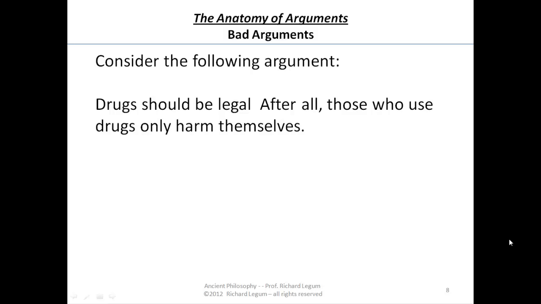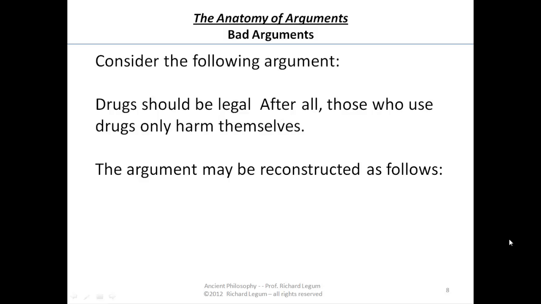Okay, now step number one, we have to figure out what the argument is. How do we construct the argument? And the first thing in looking to reconstruct the argument, we usually try to see what the conclusion is. Well, what is the conclusion in this case? Pretty clear, the first sentence, even though I left out the period on the slide: drugs should be legal.